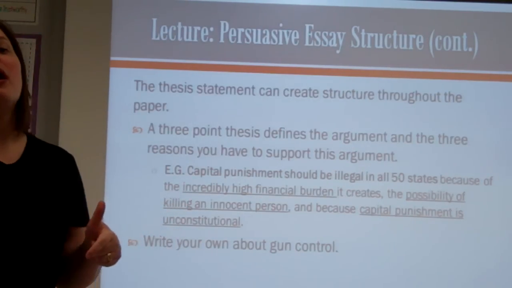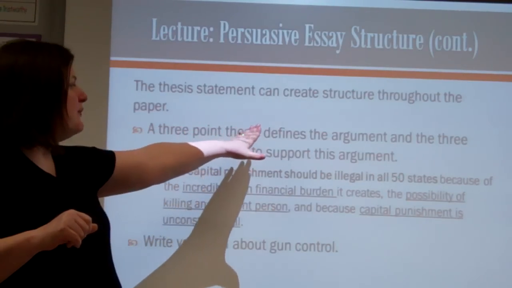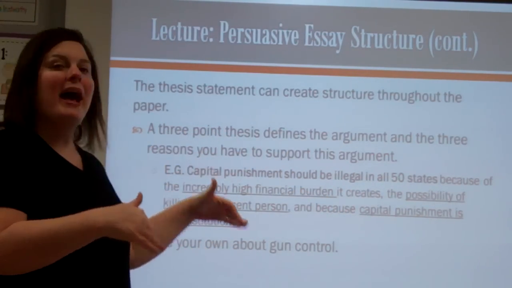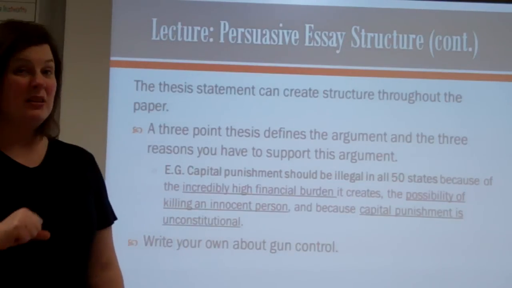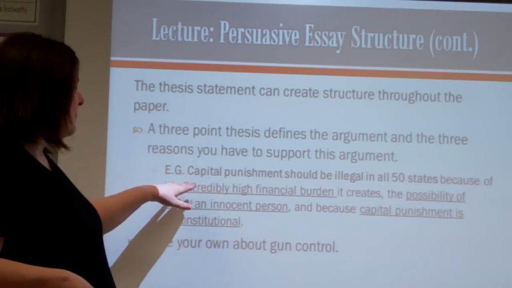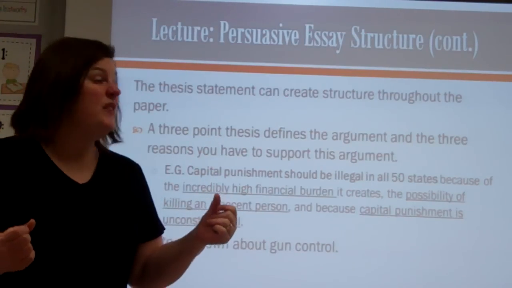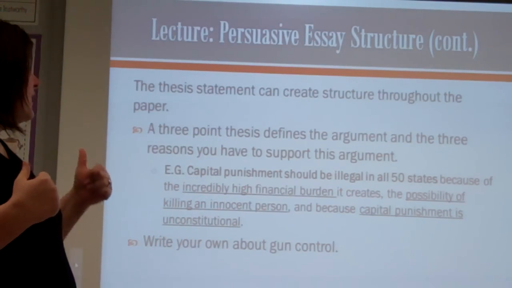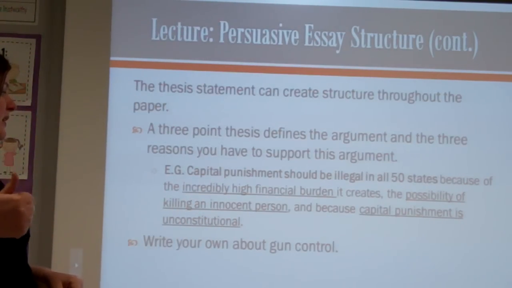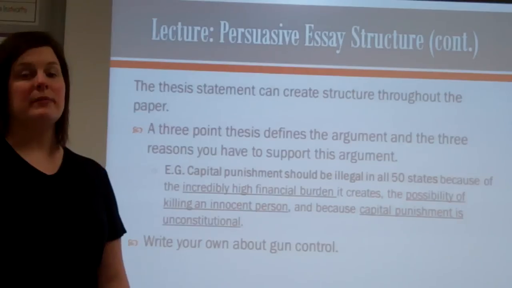I'm a big fan of what I call the 3-point thesis. A 3-point thesis defines the argument and then the 3 reasons you have to support the argument, all in one sentence. Okay? So if you take a look, here's an example. Capital punishment should be illegal in all 50 states because of the incredibly high financial burden it creates, the possibility of killing an innocent person, and because capital punishment is unconstitutional.